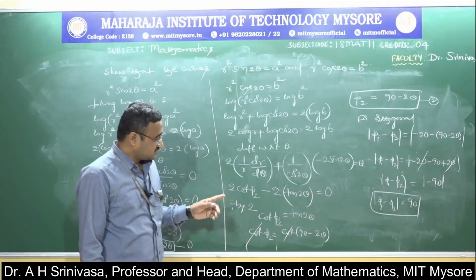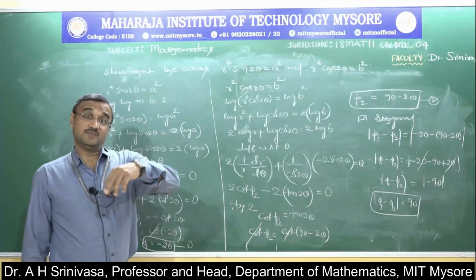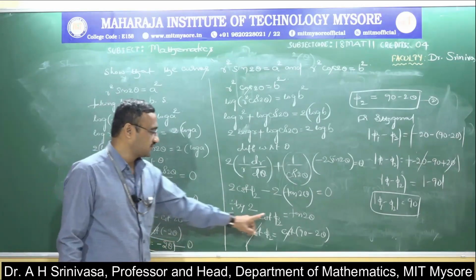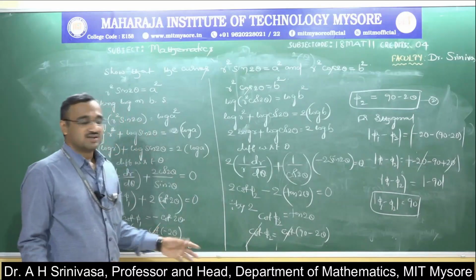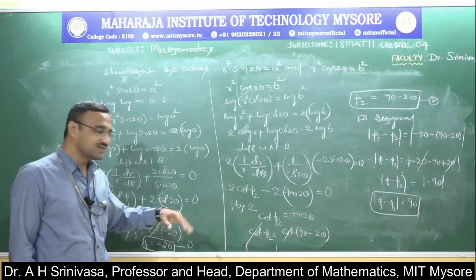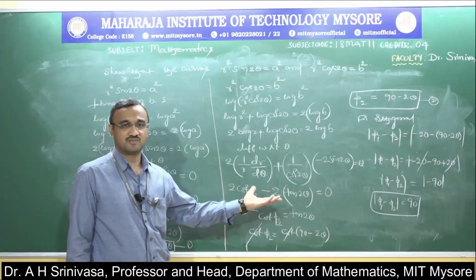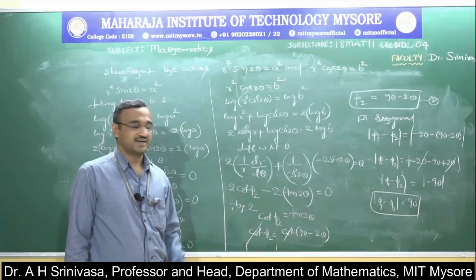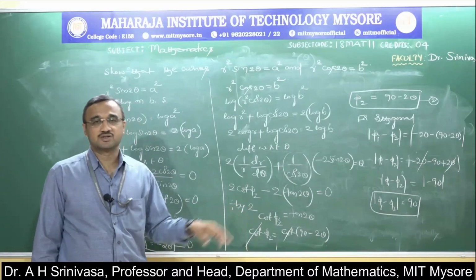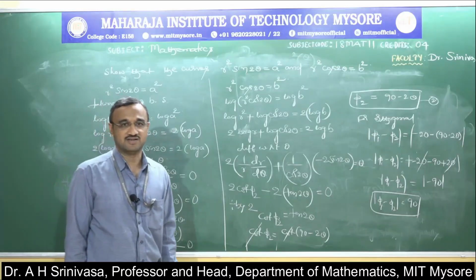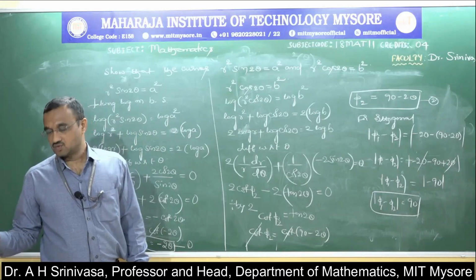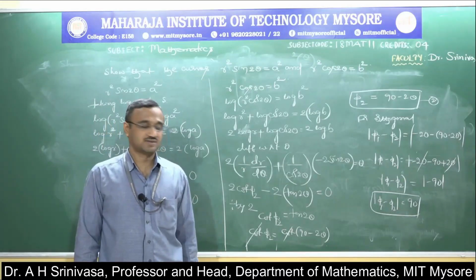We can also use the previous problem methods by taking the product of cot phi 1 into cot phi 2. If you take the product of these two, that will also give the value of minus 1. You can show it like that, or you can show phi 1 minus phi 2 equal to 90 degrees. This is another method of showing two curves intersect orthogonally. Okay. So thanks for watching this video.